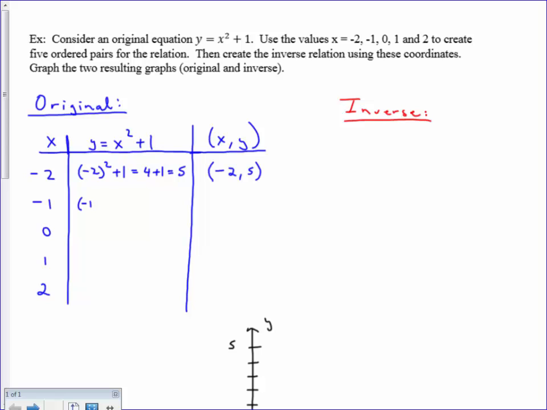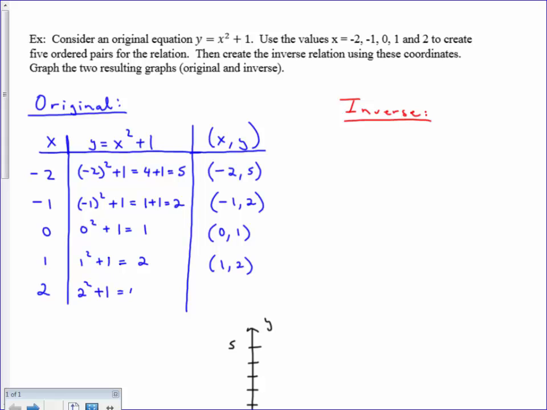Plugging in -1, I'd have -1 squared plus 1. 1 plus 1 is 2. So the ordered pair would be -1, 2. Plugging in 0, I would have 0 squared plus 1, which equals 1. So that ordered pair would be 0, 1. Plugging in 1, I'd have 1 squared plus 1, which is 1 plus 1, which is 2. So the ordered pair is 1, 2. And then finally plugging in 2, 2 squared plus 1 is 4 plus 1, which equals 5. And so the ordered pair there would be 2, 5.